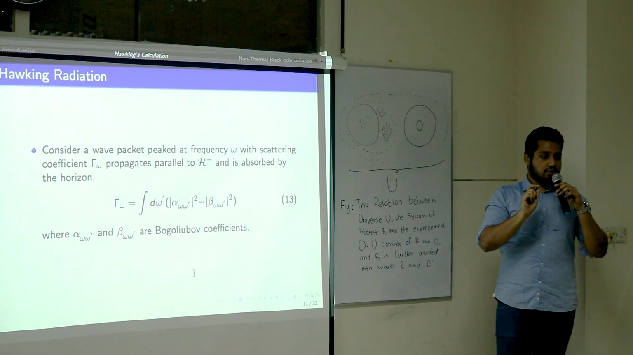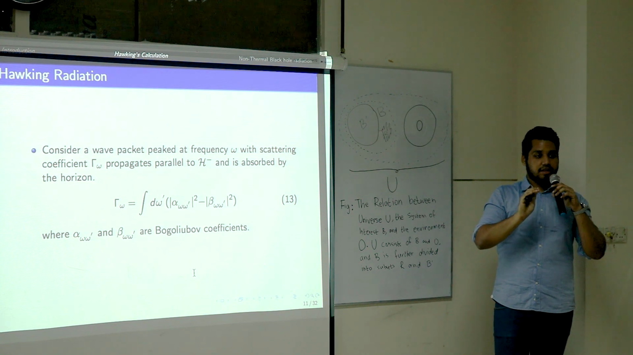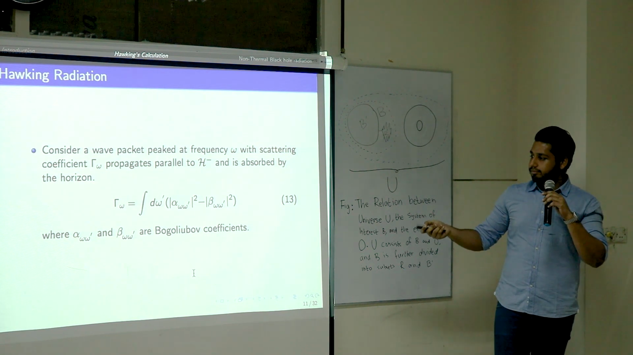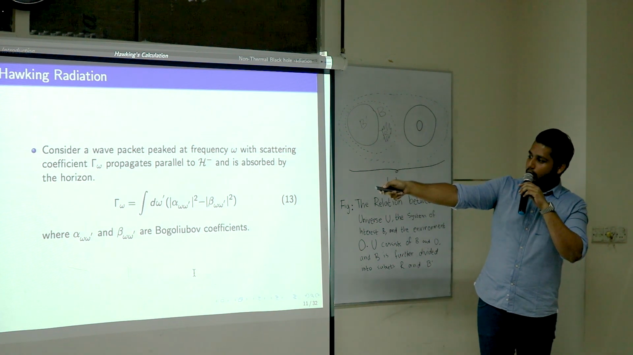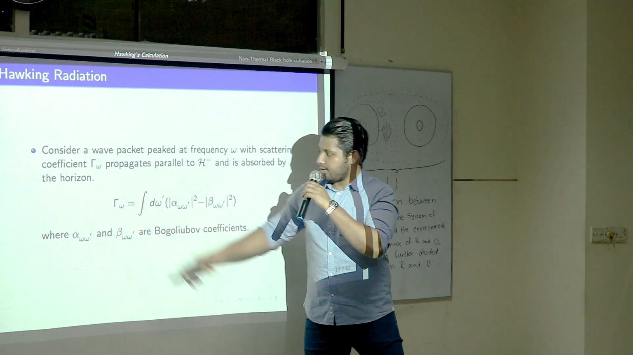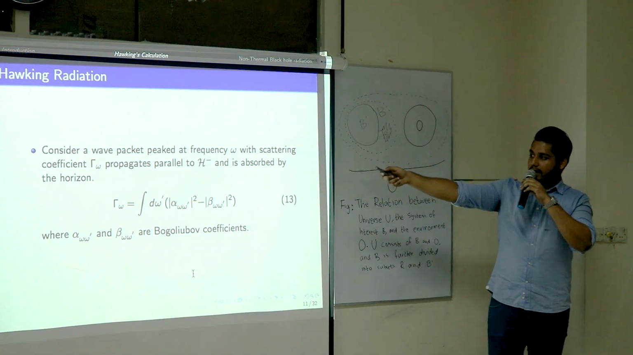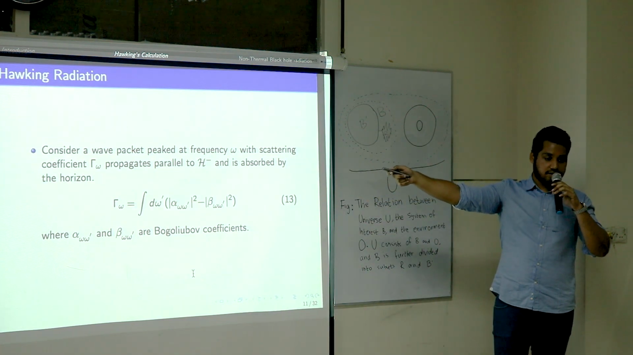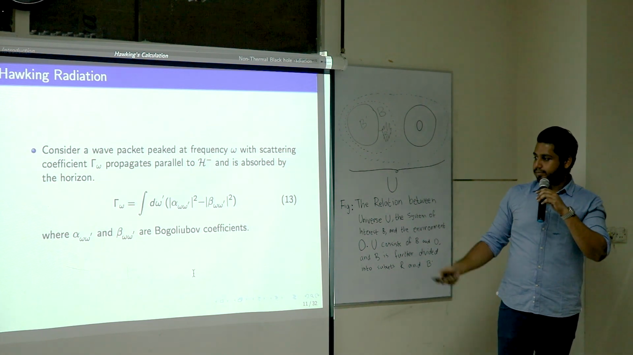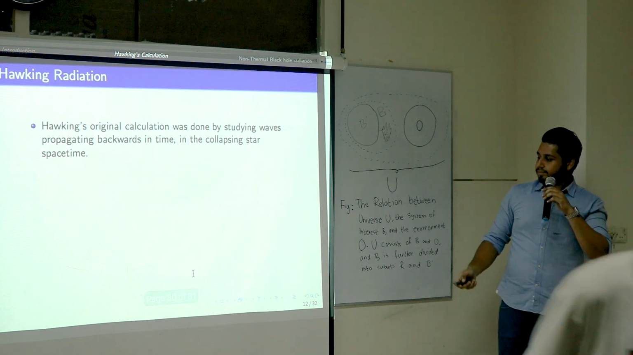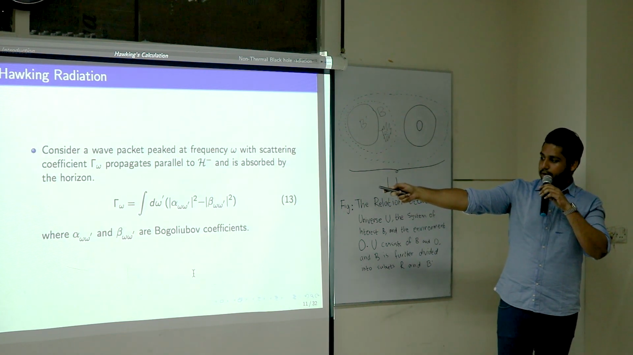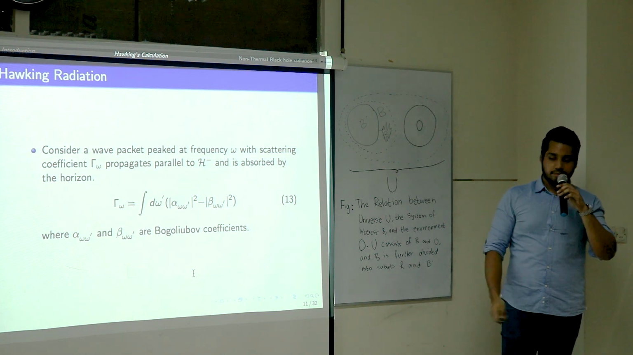And this, mind you, the black hole hasn't fully formed yet. The star has just started to collapse. Here, that's omega. This is the amplitude which propagates parallel to H minus, which is the white hole horizon, and is subsequently absorbed by the horizon. I forgot to mention, these alpha omega omega prime and beta omega omega prime are Bogoliubov coefficients.